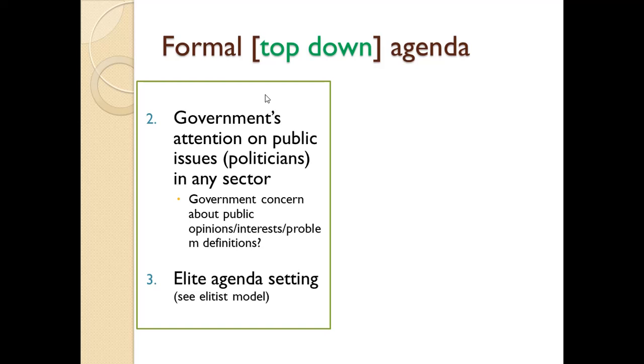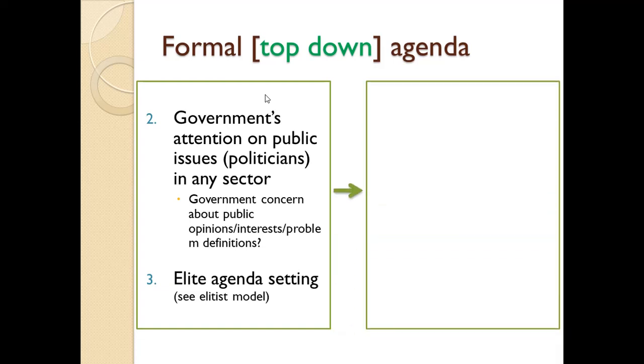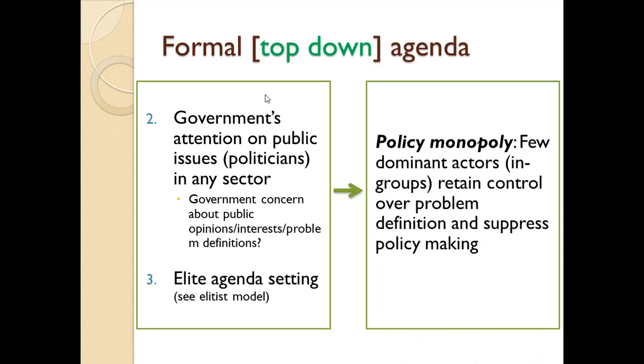For the formal or top-down agenda, you have the government's attention on public issues or politicians in any sector. So the government concern about public opinions or interests or problems and definitions. And of course, you also have the second aspect of top-down, which is the elite. But of course, these two formal top-down agendas could lead to what we call the policy monopoly, where you have a few dominant actors retaining control over the construction of the definition of the problem, or they could also choose to suppress the policy decision making process.